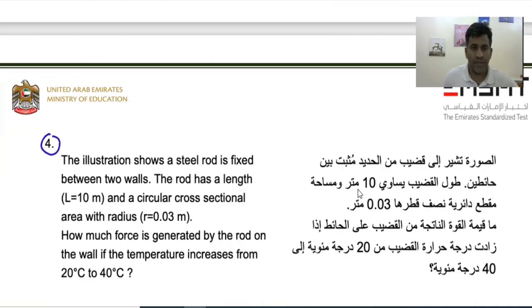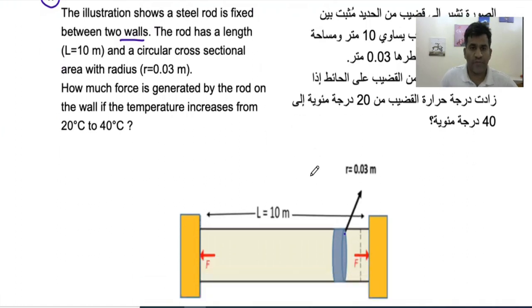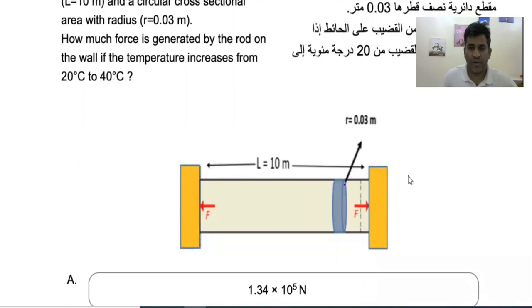Question number 4 here is: the illustration shows a steel rod fixed between two walls. The rod has a length of 10 meter and a circular cross-section area with radius 0.03 meter. How much force is generated by the rod on the wall if the temperature increases from 20 degrees Celsius to 40 degrees Celsius? So this is the arrangement. The rod has been fixed between the two walls, and the initial length of the rod is 10 meter. The initial length we sometimes represent as L naught.